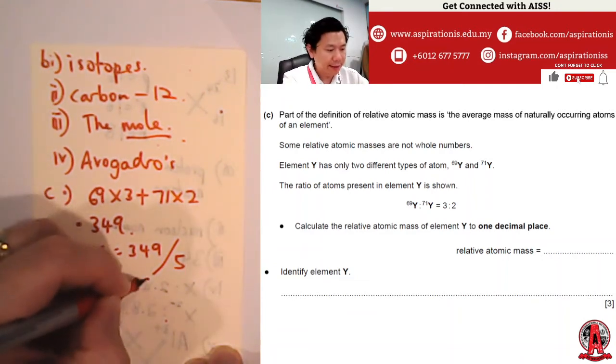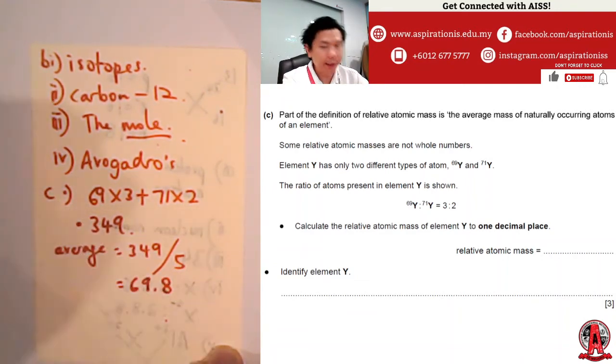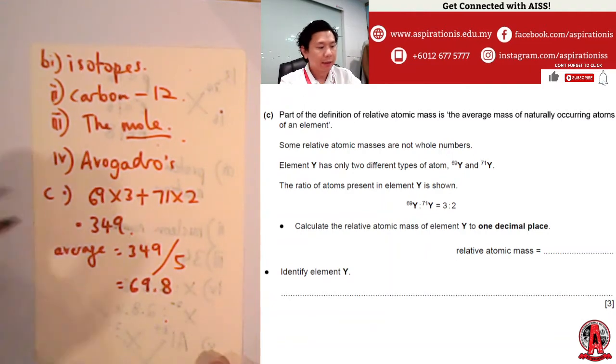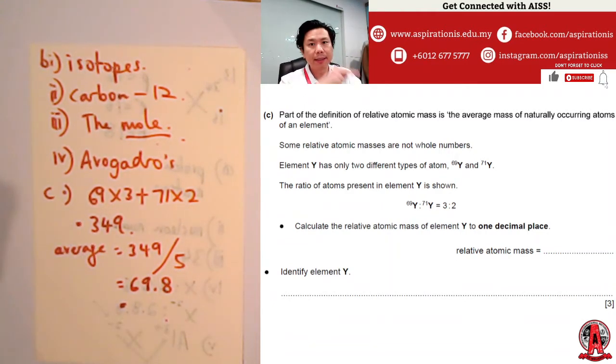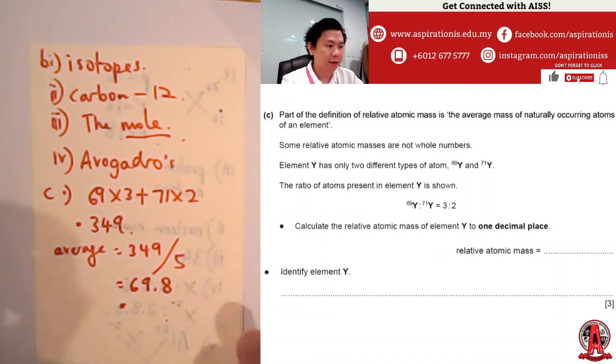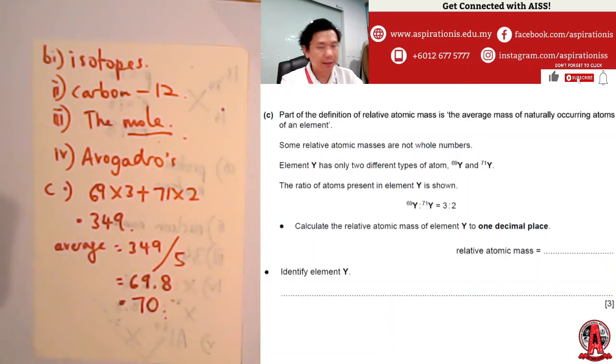So this is 69.8. Okay, so in IGCSE, that's why in A levels the periodic table comes with decimal places because it's the average, right? You tend to get decimal places, but in IGCSE it's rounded off as 70. And if you have your periodic table with you and you check it out, most probably the element with a relative atomic mass of 70 is gallium.